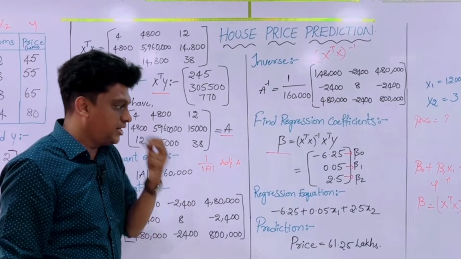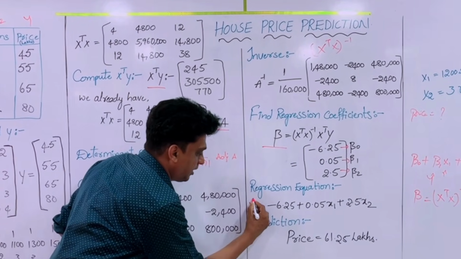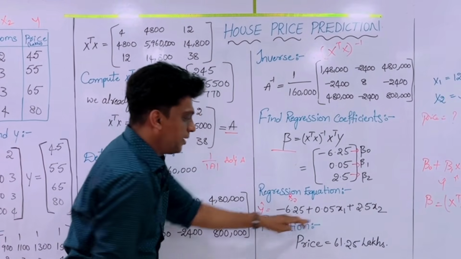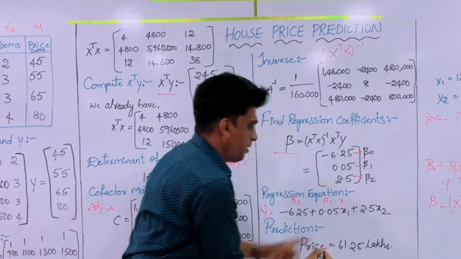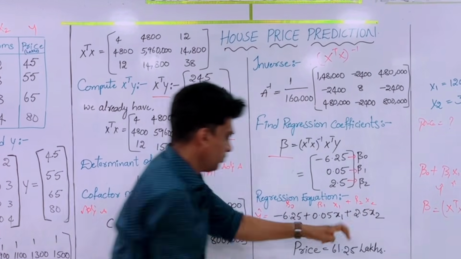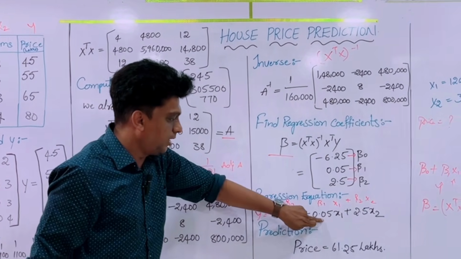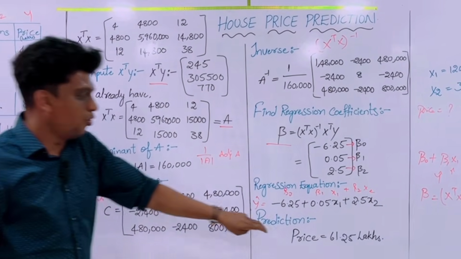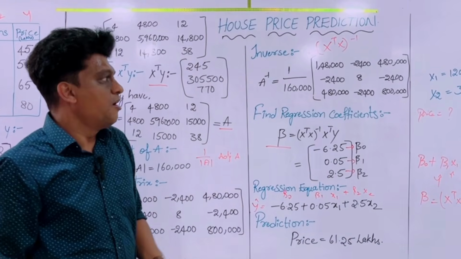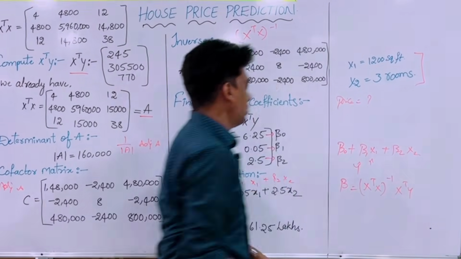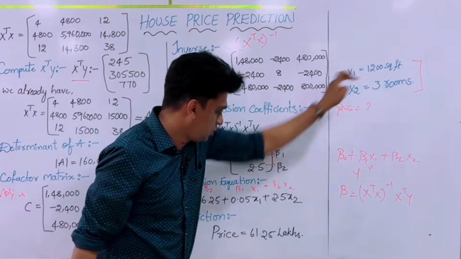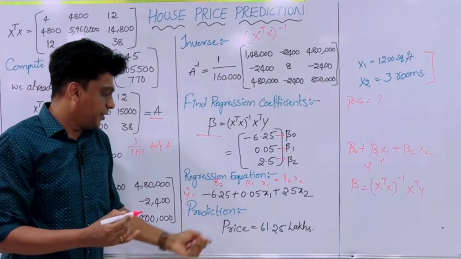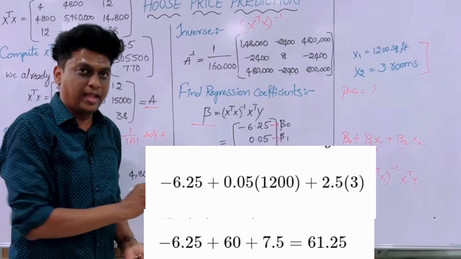Now the regression equation is found. This is the final predicted output, as we already mentioned: beta naught plus beta 1 x1 plus beta 2 x2. This is the beta naught value we found, then the beta 1 value into x1 plus beta 2 into x2. Now we need to predict the price of a house for the given values of x1 and x2. You substitute 1200 square feet for x1, then substitute 3 for x2. Then we predict the price of the house as 61.25 lakhs.